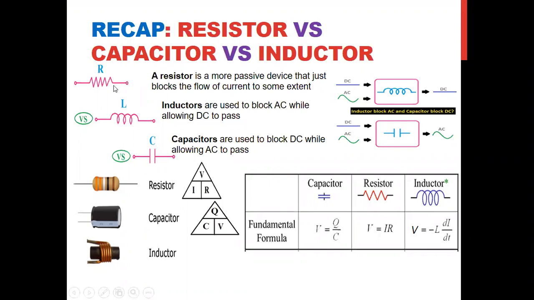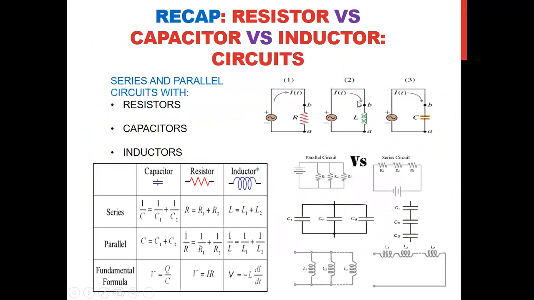So previously we discussed the resistor, inductor and capacitor, their uses and the formulas they follow. Like resistor, they use Ohm's law, V equals IR, capacitor Q equals CV, and the relation between V and I or Q and CV can also be written like that, but for inductor, V equals negative L dI/dt. Also, we have seen the simple circuits for resistor like this, for inductor and for capacitor.